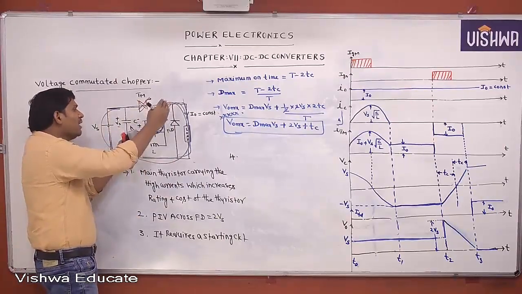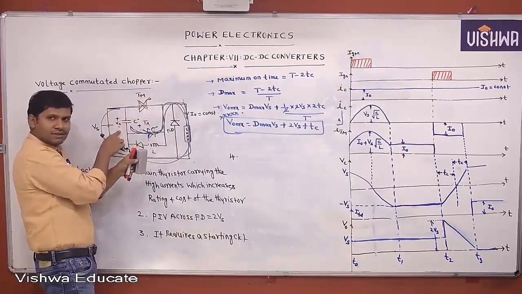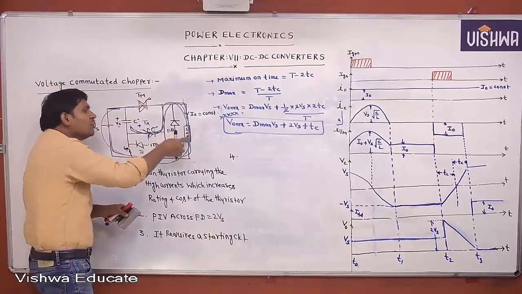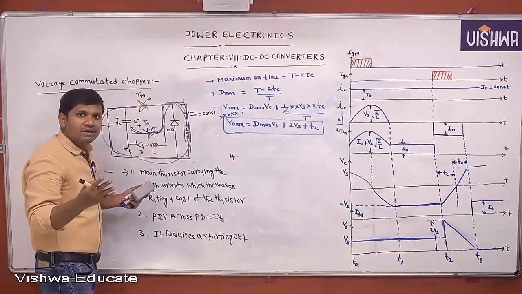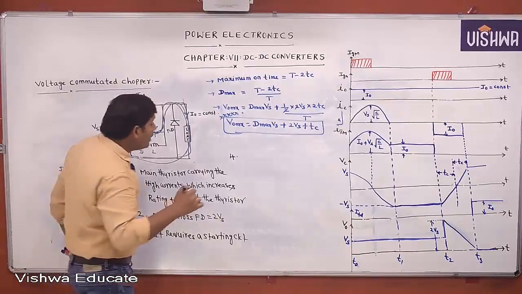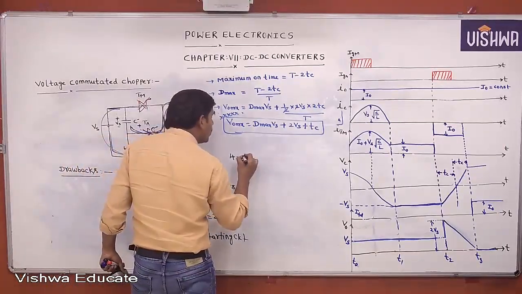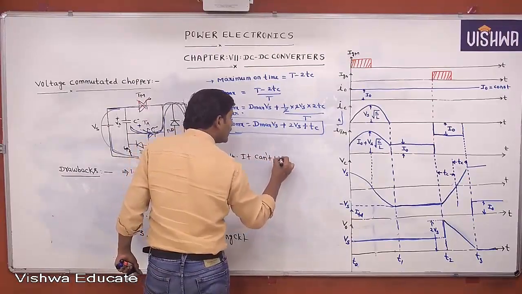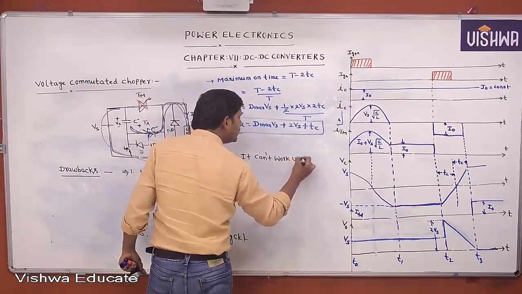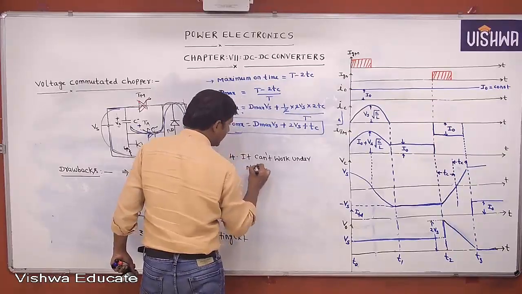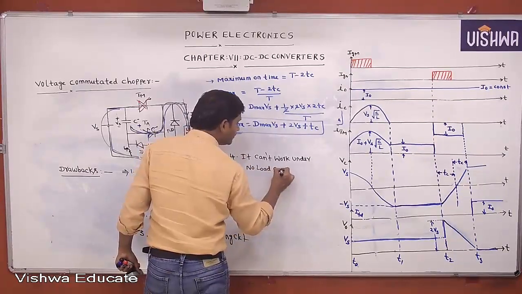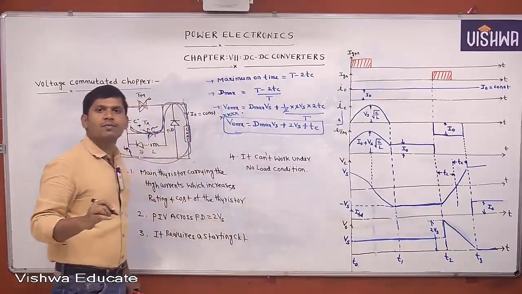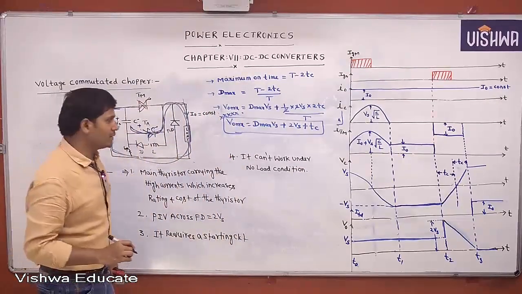For the next cycle, it must be plus minus. That's why, to change from minus Vs to plus Vs, there must be a load. Otherwise the operation will not start. That's why the chopper cannot work under no load condition, because there is no path to charge the capacitor from minus Vs to plus Vs.